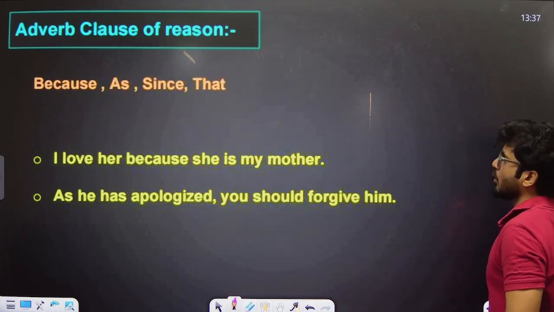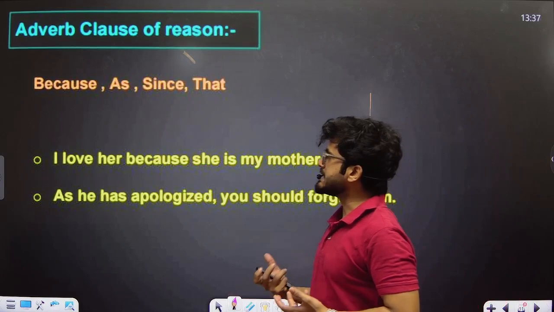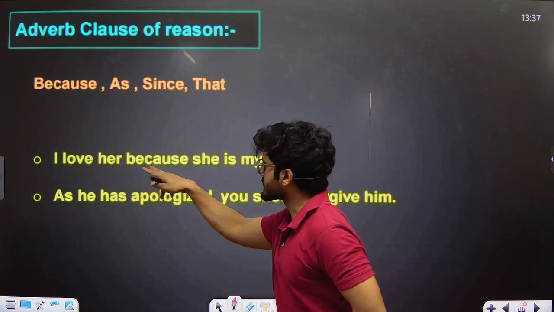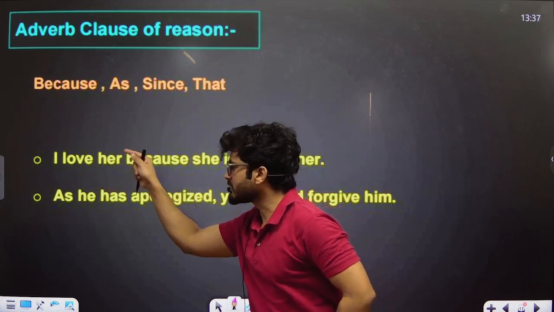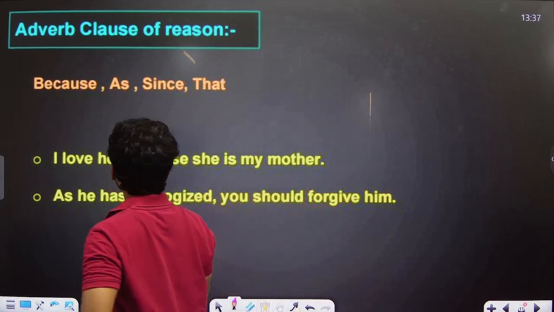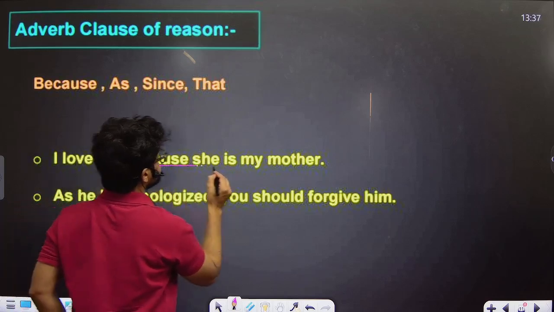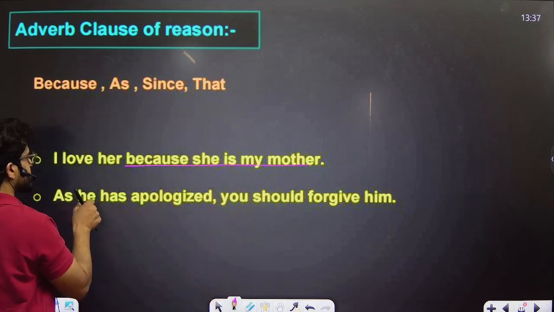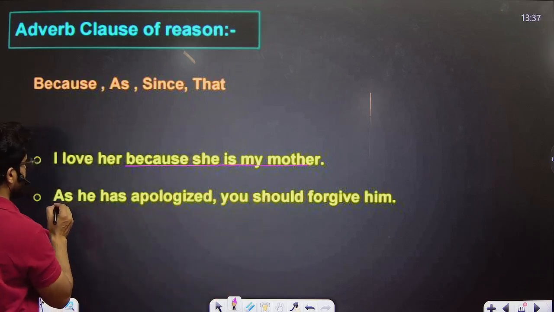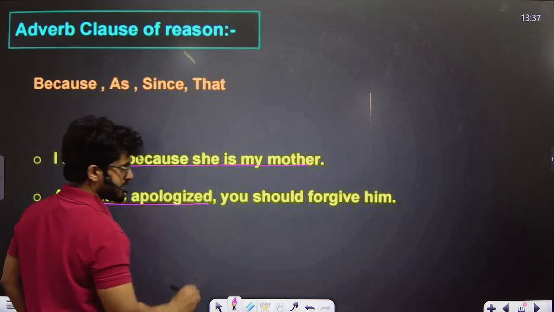Then comes your adverb clause of reason. They will provide a certain reason. Like, I love her because this is the dependent clause, and for this the reason is being provided. Because I love her. Why? Because she is my mother. Got it? As he has apologized, you should forgive him. So here the reason is given.